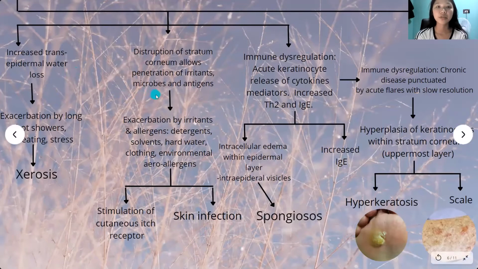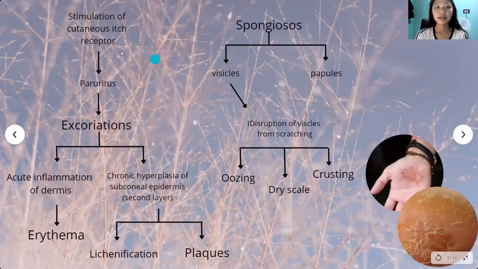Next is disruption of the stratum corneum, which allows penetration of irritants, microbes, and antigens, followed by exacerbations by irritants and allergens like detergents, solvents, hard water, clothing, and environmental aeroallergens. These could result in stimulation of cutaneous itch receptors, causing pruritus and skin infection. This pruritus could result in excoriation. Excoriation is the repeated picking at one's own skin, which results in skin lesions.